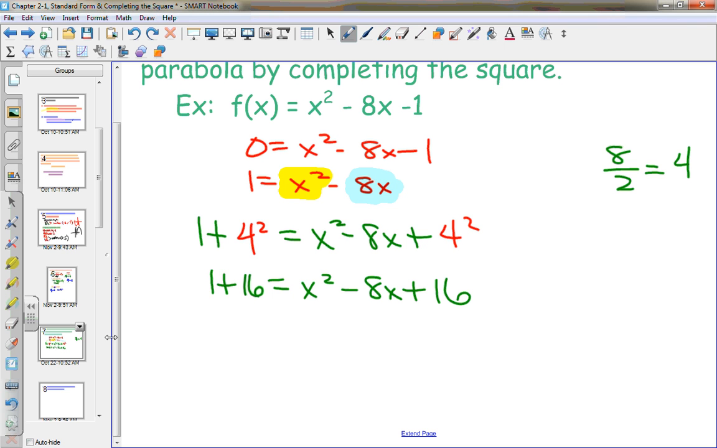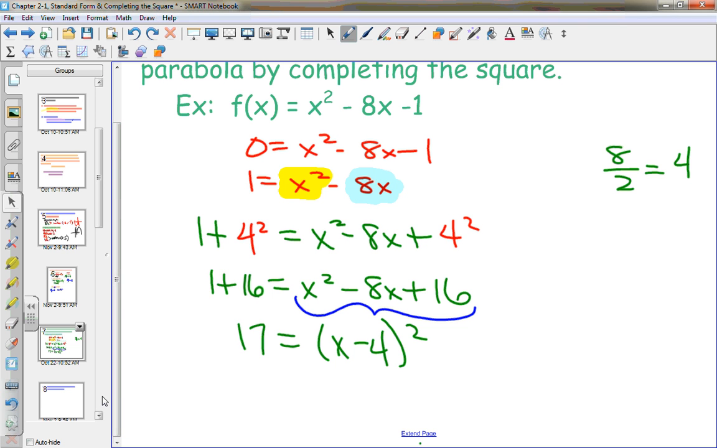Now what do these 3 terms turn into on the right? It's a binomial squared, and do I need to think about that, or can I just take that middle term and divide it by 2? So that's going to give me the x minus 4 squared over here, and that gives me 17 on the left. Do we see it?